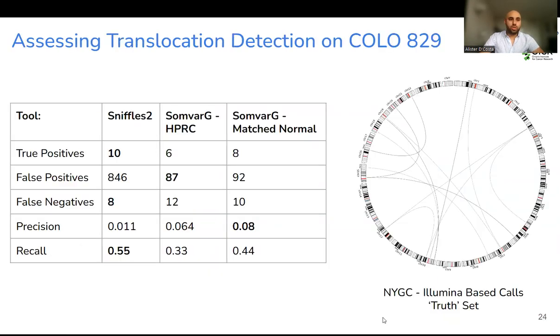We use the New York Genome Center's Illumina-based call set as our truth set here, and we compared translocation detection with Sniffles2, SOMVARG against the HPRC graph, and SOMVARG against our matched normal graph. We can see that the recall was slightly higher for Sniffles2 here compared to SOMVARG and the matched normal, but the number of false positives, and thus the precision, was a lot better with SOMVARG compared to Sniffles2, an order of magnitude reduction in the number of false positives.